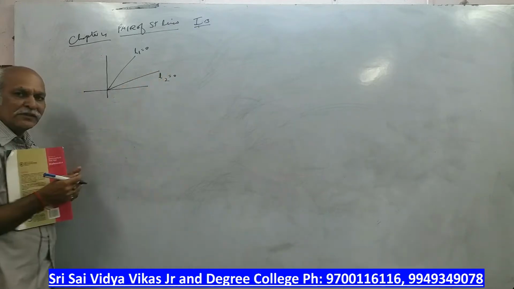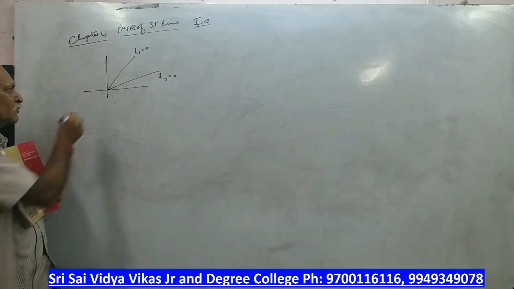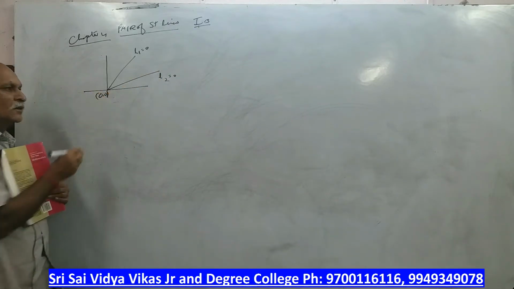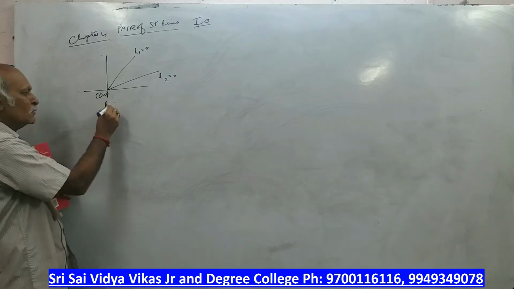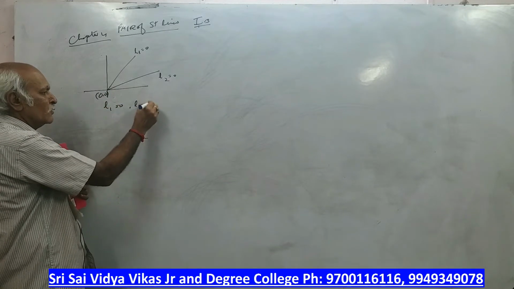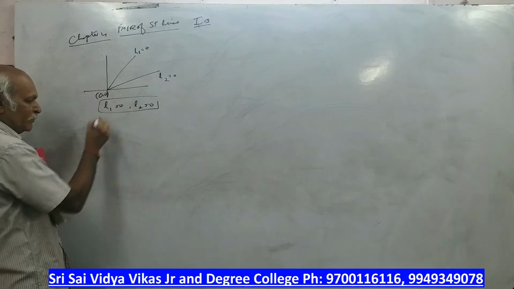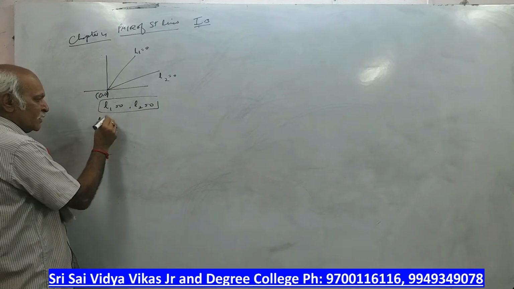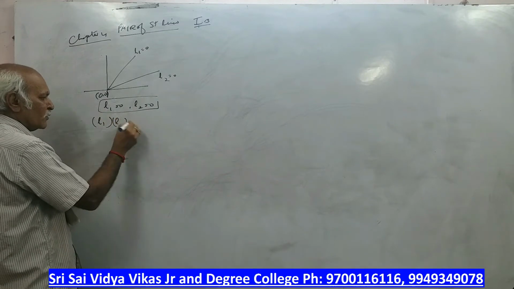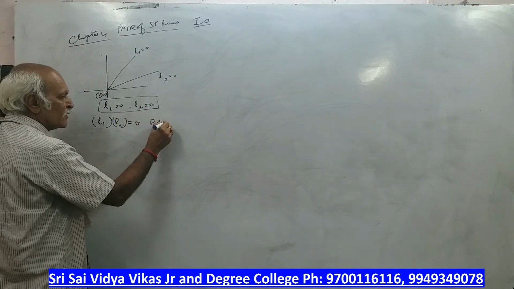Okay, there are two lines which are passing through the origin. This is the origin. L1 is equal to 0 and L2 is equal to 0. Two lines passing through the origin. If you combine them, L1 into L2 is equal to 0 is a pair of lines.